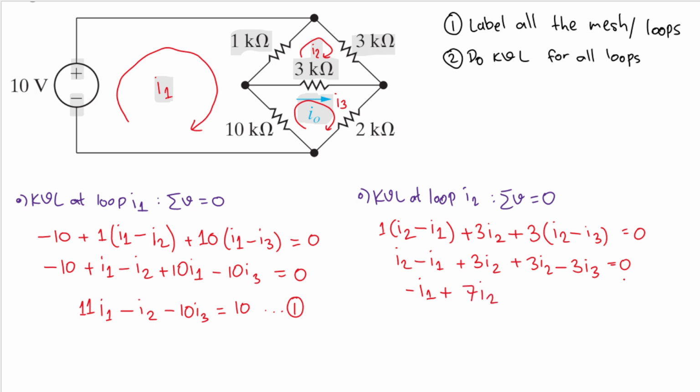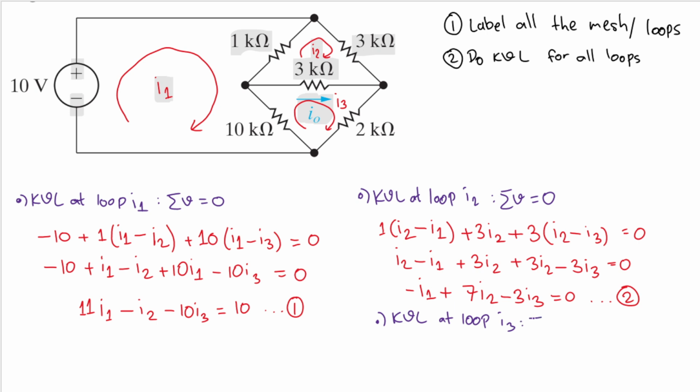7I2, and then I3 only comes from here, so we'll have minus 3I3. Good, all of that will equal to 0. Let's have this as equation number 2. Good. And now let's do another KVL, but this time in the last loop here, which is I3. Let's do that. KVL at loop I3.